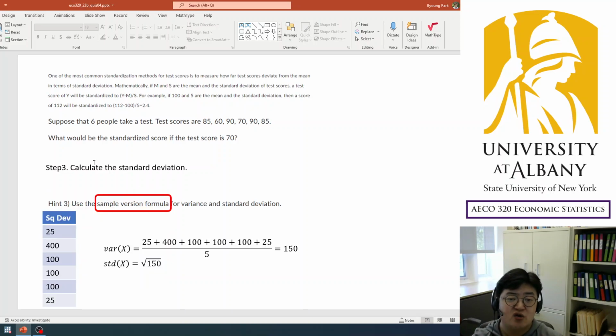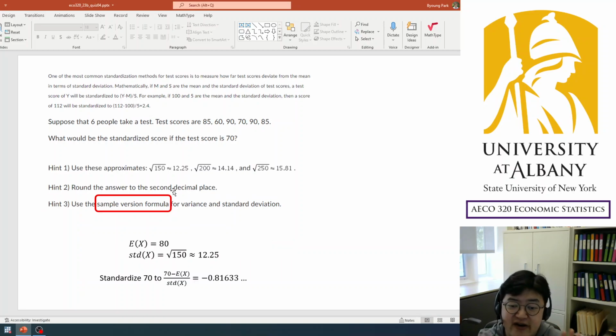Next, you calculate the standard deviation, but using the sample variance formula. So 6 numbers added, but divided by 5, not 6, because we are using the sample variance formula. Then you will get 150. This is the variance, the mean of squared deviations. And finally, the standard deviation is the square root of that, so the square root of 150. In the question, I gave you an approximate number in a hint. Use that.